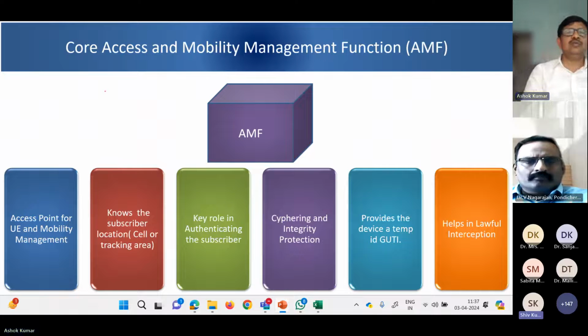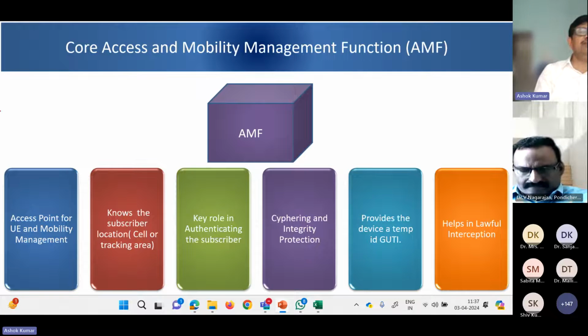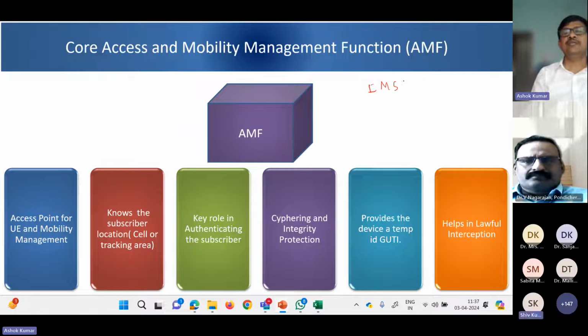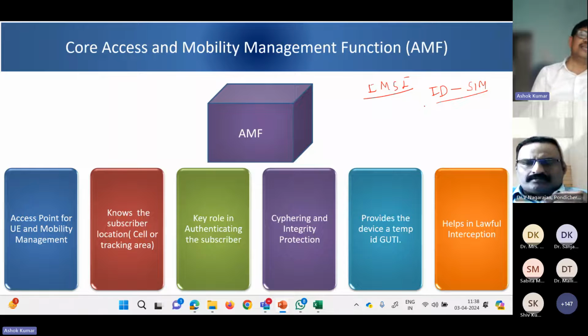Okay, so three things you understand. Whenever we talk about IMSI, this is the ID provided by the operators in the SIM itself. So this is your identity. This is not the mobile number. This is some different ID, which is the ID of a connection, which is used in the network.